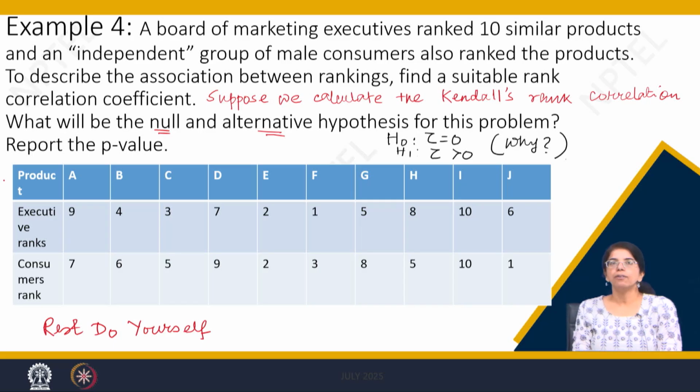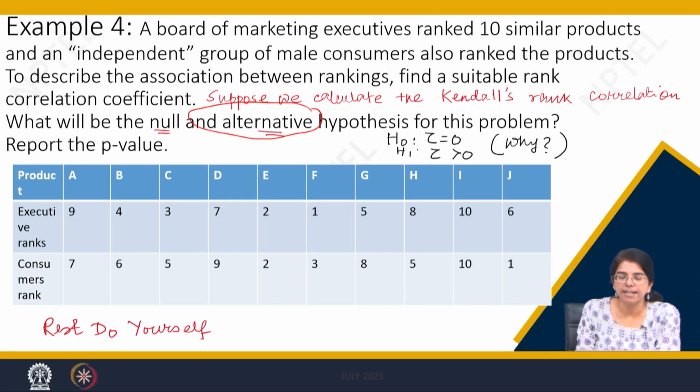So you people are quite aware of what type of rank correlation you can use. You can make use of Kendall's rank correlation, you can make use of Spearman rank correlation, it's up to you. Now let us have the second part of this problem. What will be the null and alternative hypothesis for this problem? Now finding the alternative hypothesis is really a glitch.